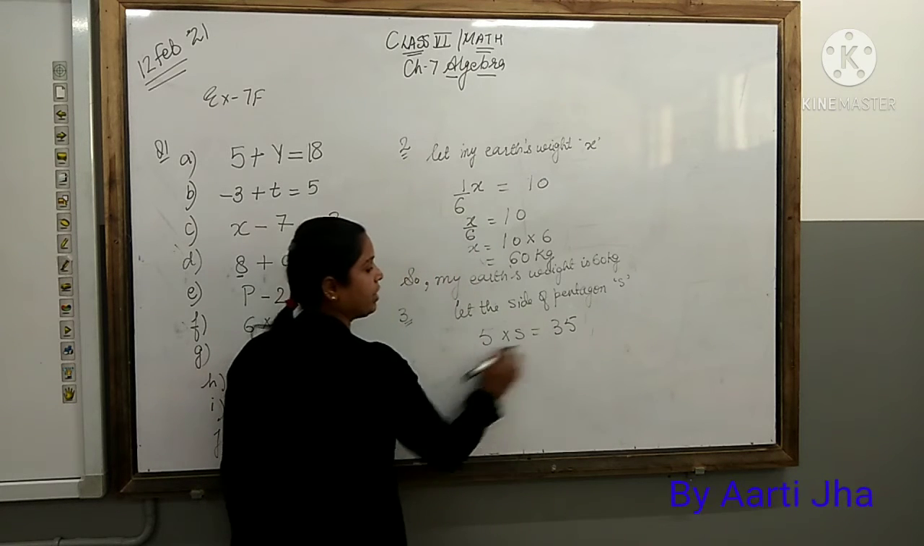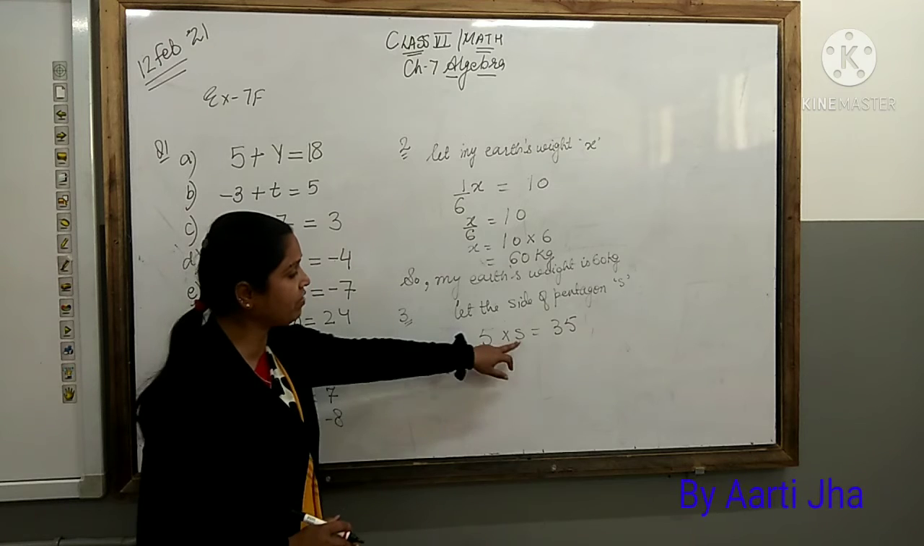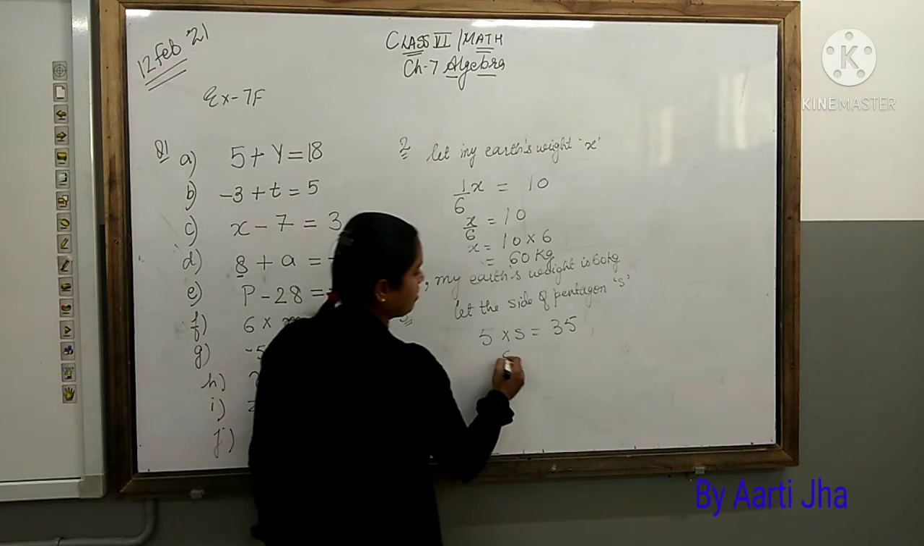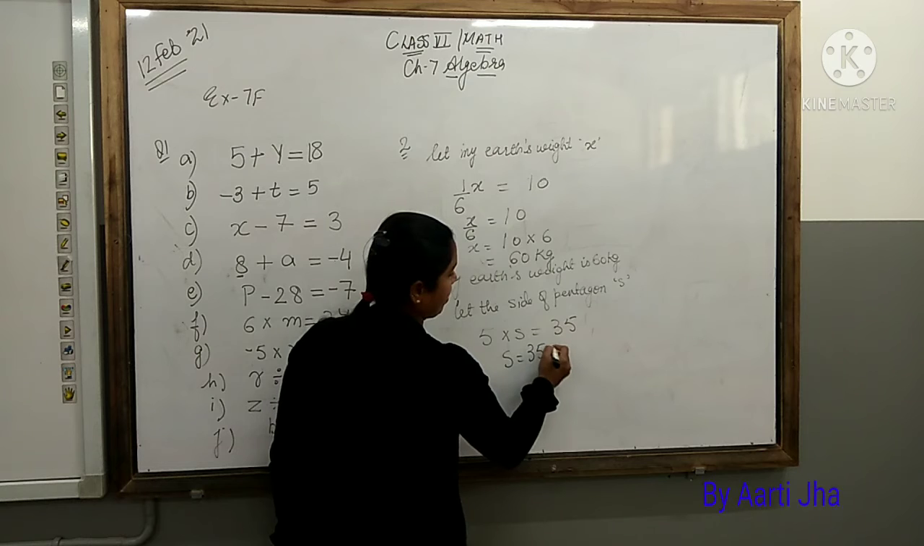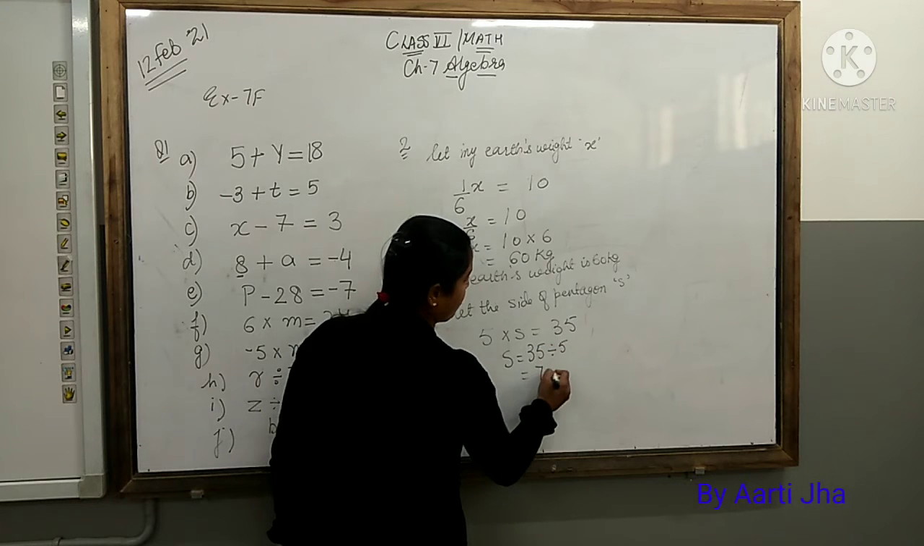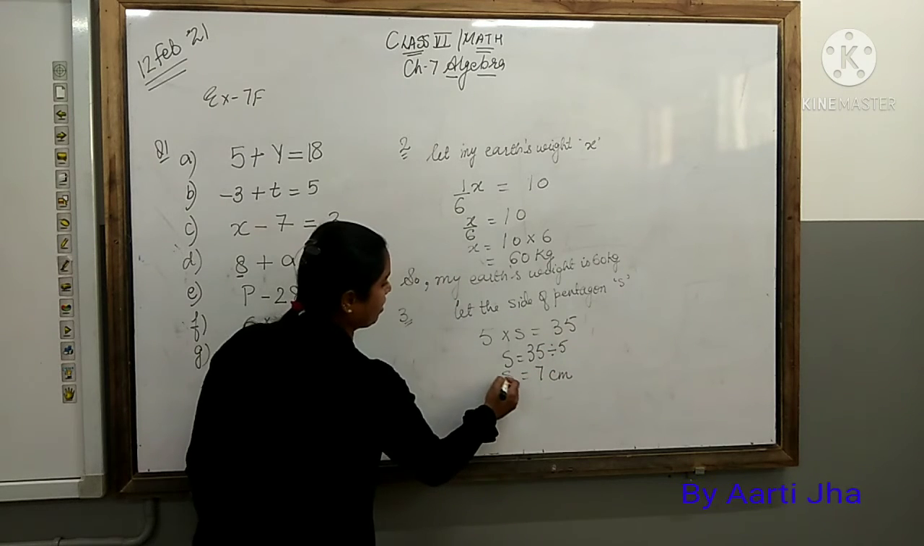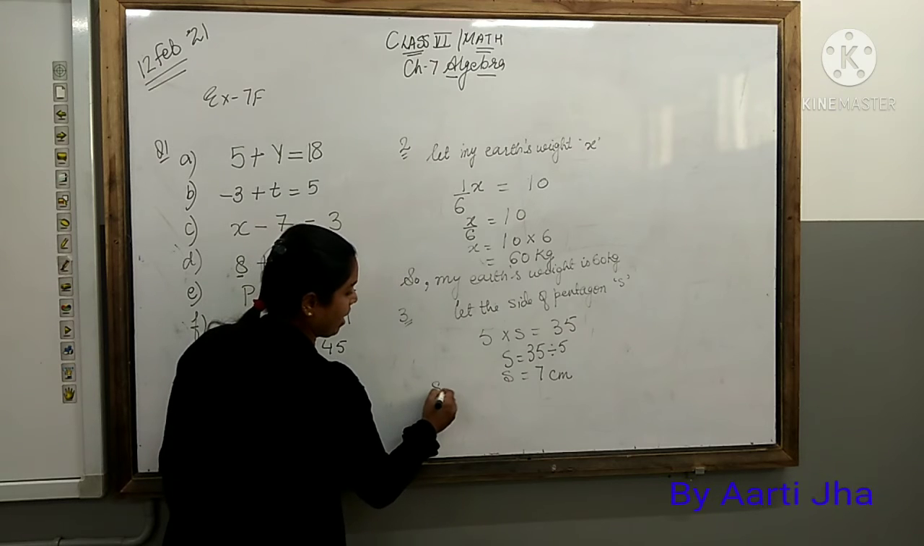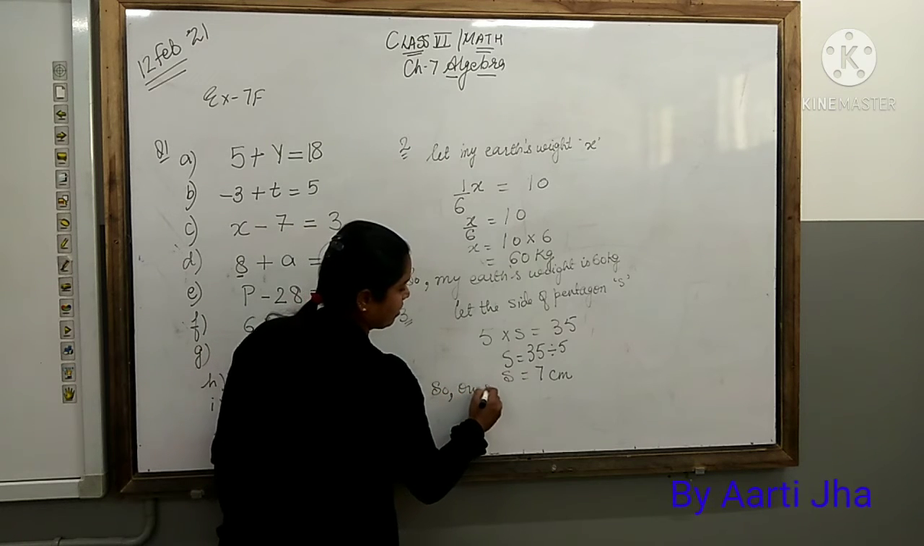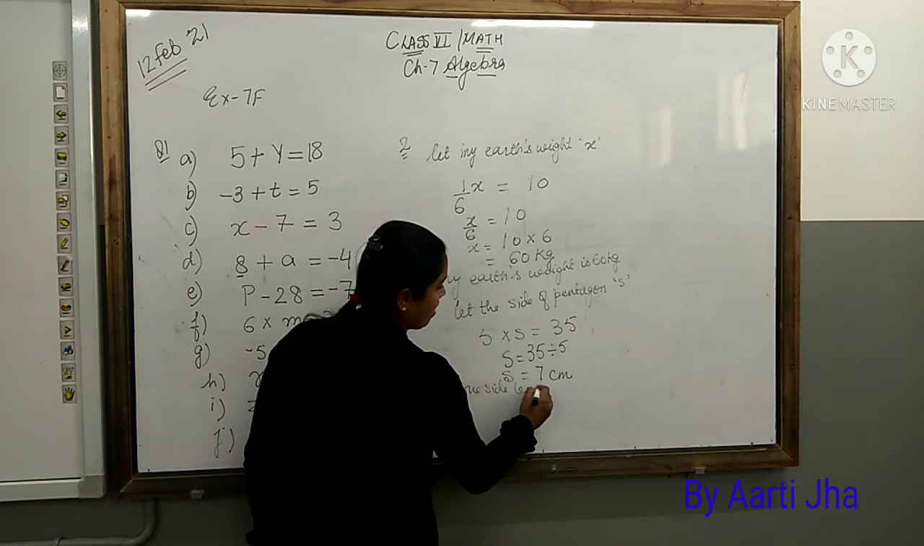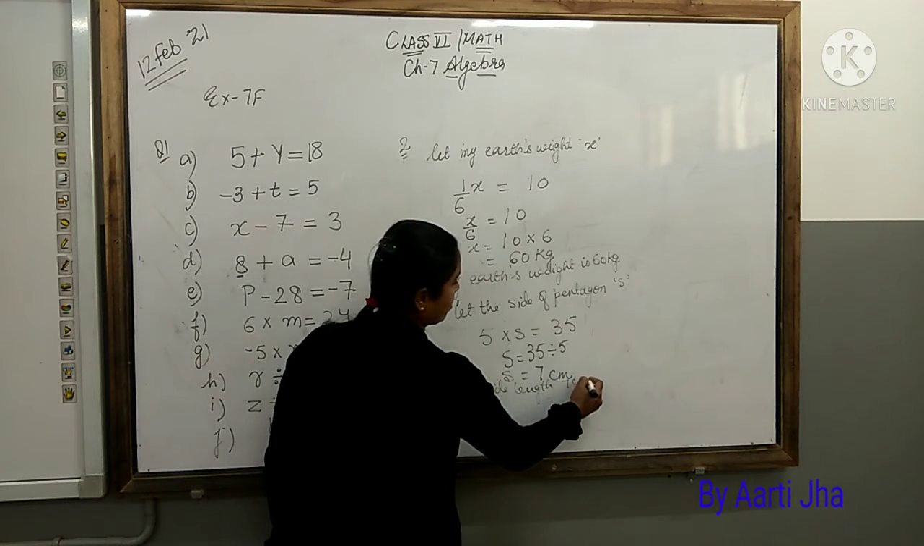So see, I have made the equation. How will I find the value of S? S equals 35 divided by 5, which gives you 7 centimeters. So what is the side coming as? The side, one side length is 7 centimeter.